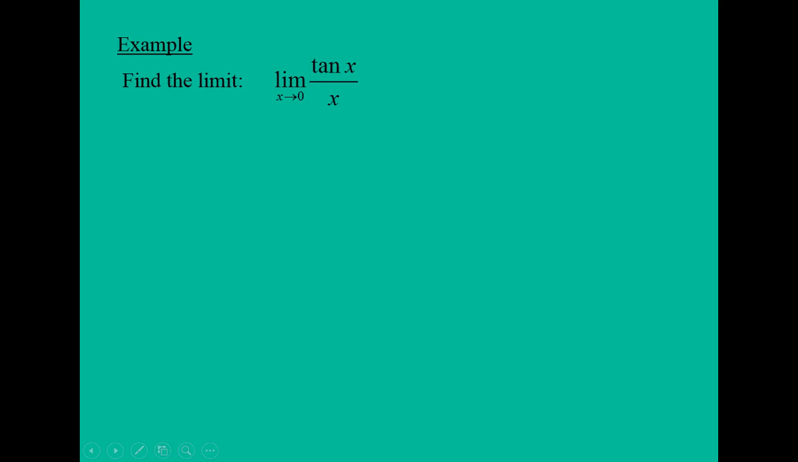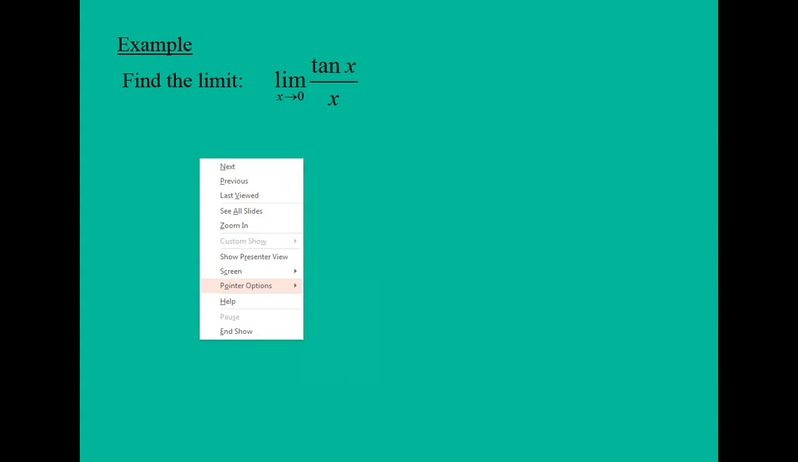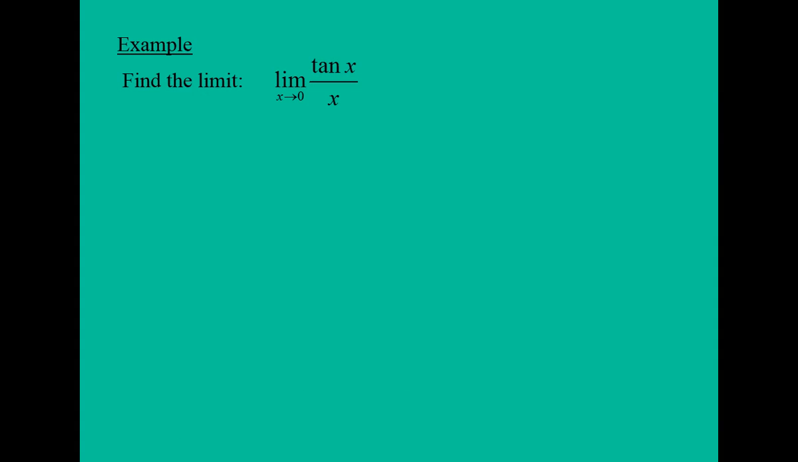Find the limit of the tangent of x divided by x. We are going to use what we just found to help us solve this problem. Let's just keep this in mind. We know the limit of the sine of x divided by x as x approaches 0 equals 1. We've proved this, so we can always just state this from now on.